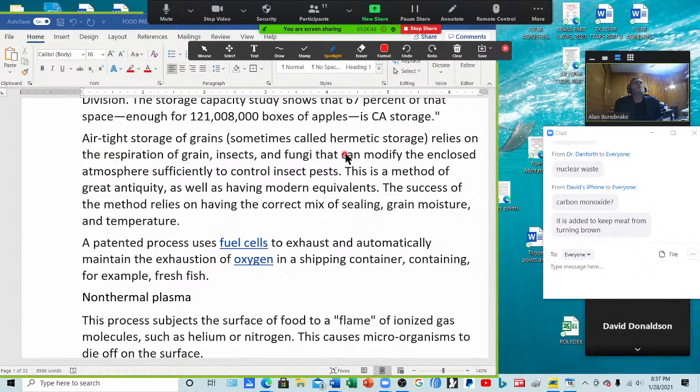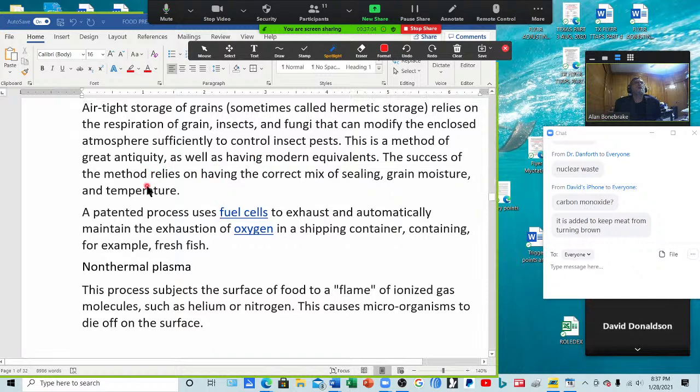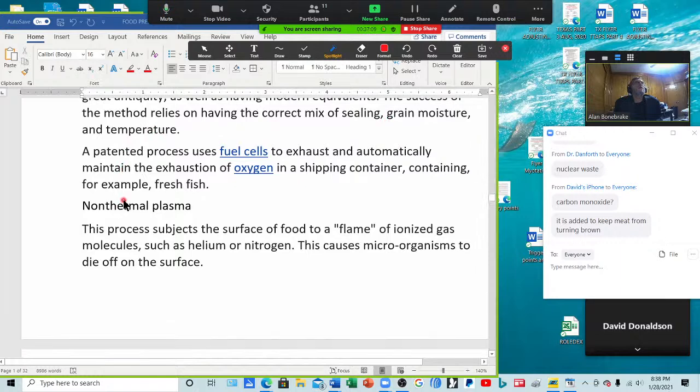Airtight storage of grains, sometimes called hermetic storage, relies on respiration of grain, insects, and fungi that can modify the enclosed atmosphere sufficiently to control insect pests. This is a method of great antiquity, as well as having modern equivalents. The success of the method relies on having the correct mix of sealing, grain moisture, and temperature. A patented response uses fuel cells to exhaust and automatically maintain the exhaustion of oxygen in a shipping container containing, for example, fresh fish.